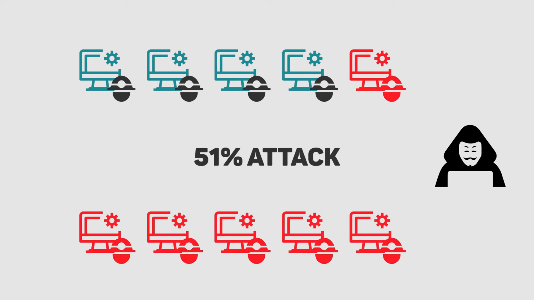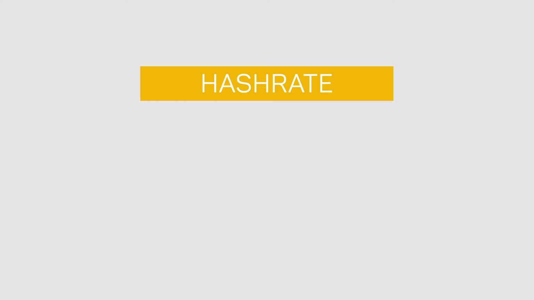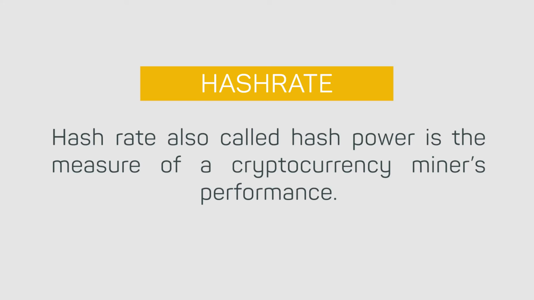That's to say, if there are 1,000 nodes securing the network, you have to control at least 501 nodes to control that network. So imagine the case for Bitcoin, where there are over millions of nodes. And that's why Bitcoin is the most secure network in the world today. And hash rate. Hash rate, also called hash power, is the measure of a cryptocurrency miner's performance. Simply put, it is the measure of how good your mining system is as a miner.